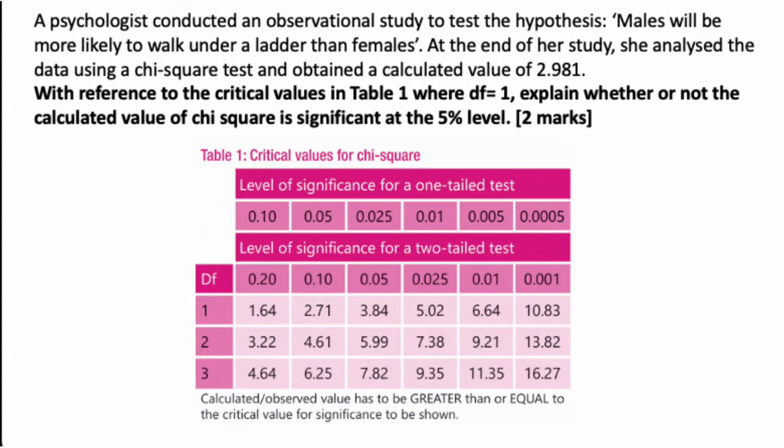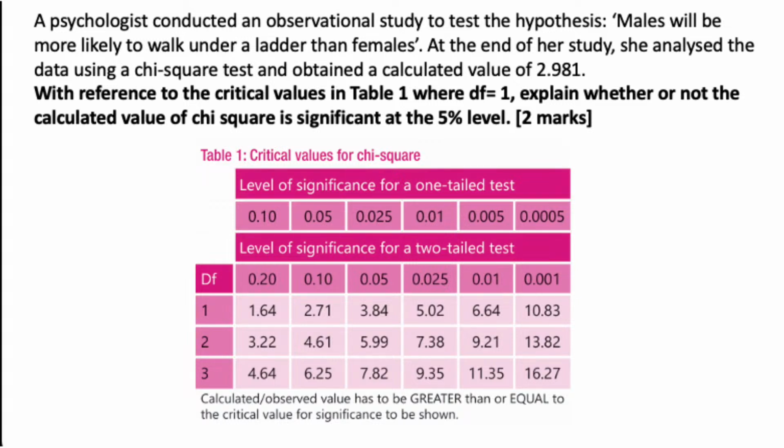So we can see with DF equals 1, a one-tailed test and a 5% level of significance, that our critical value is 2.71. Now, once we've found that, we then read the rule underneath the table. So underneath the table, and that is always going to be there. We've been asked this before, do you have to memorize the rule for each test? No. So the information is under the table. The calculated or observed value, which remember they gave us in the question, 2.981, has to be greater than or equal to the critical value, which we just found is 2.71 for significance to be shown.